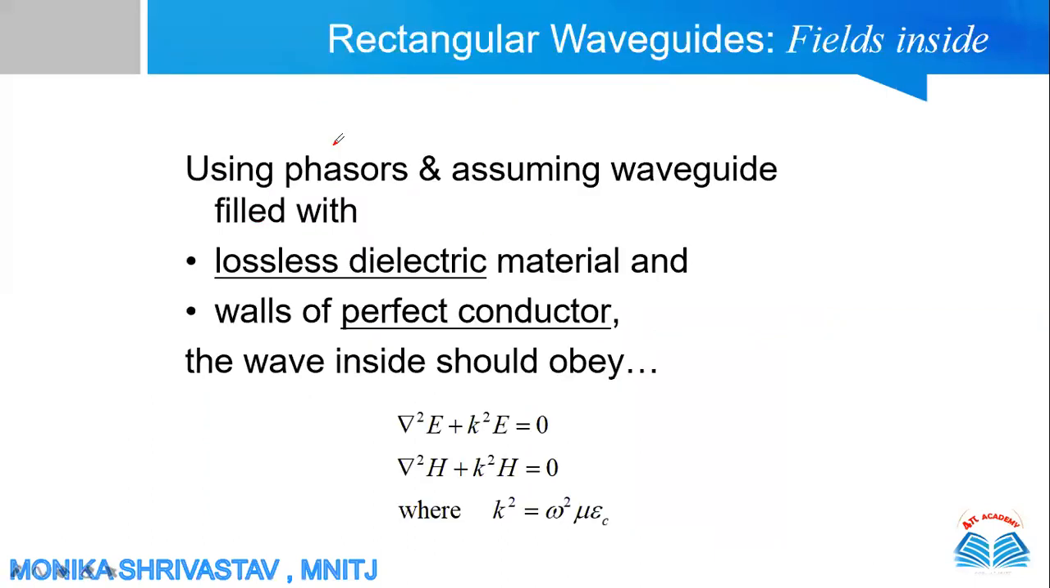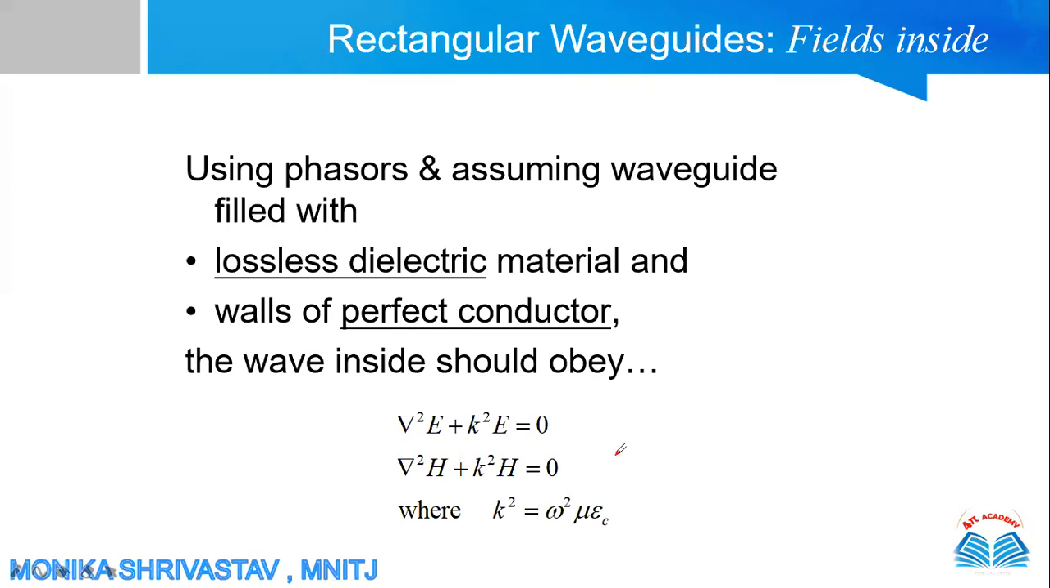So a lossless rectangular waveguide is made of basically lossless dielectric material. Lossless dielectric means a type of dielectric material in which there is no power loss. Okay, this is the basic definition. And the walls of the rectangular waveguide are perfect conductor.